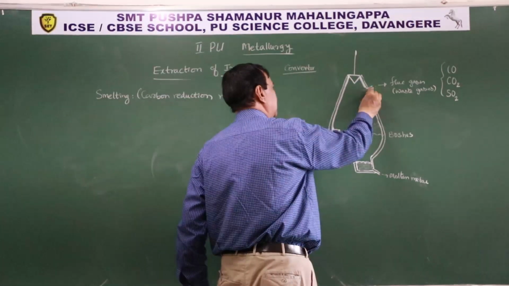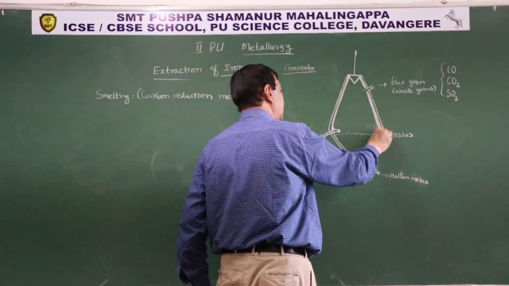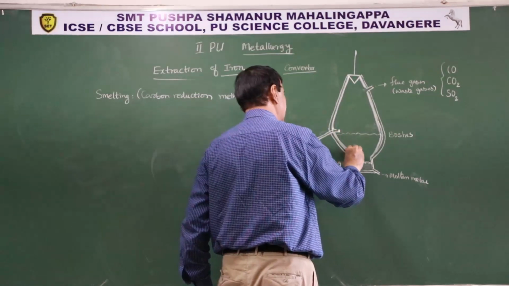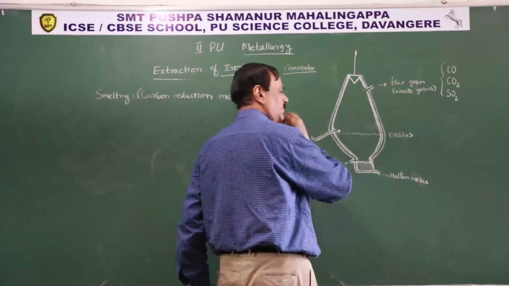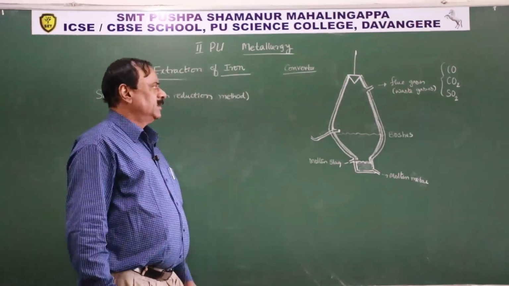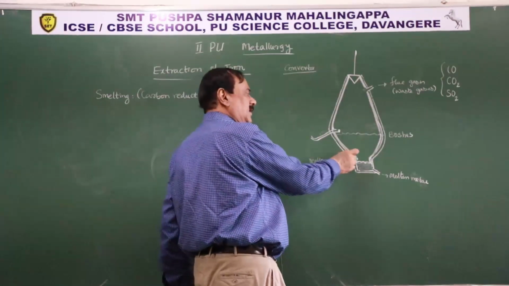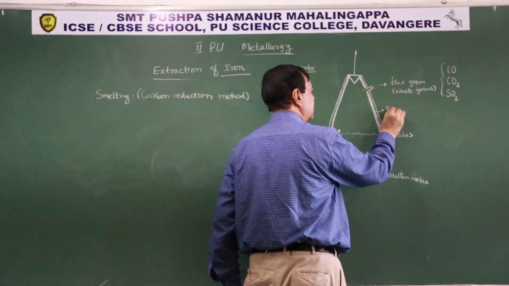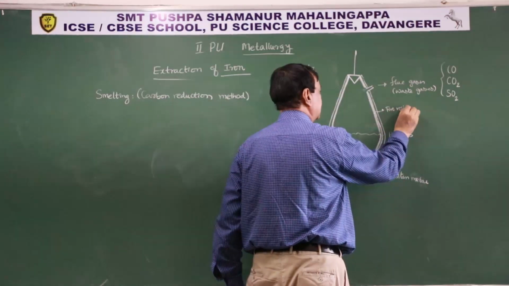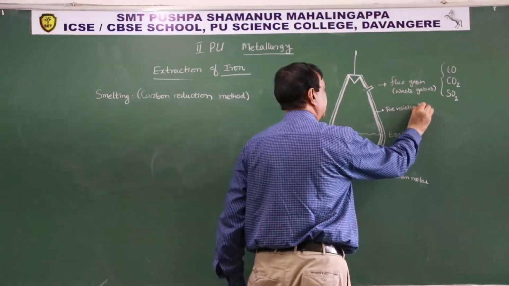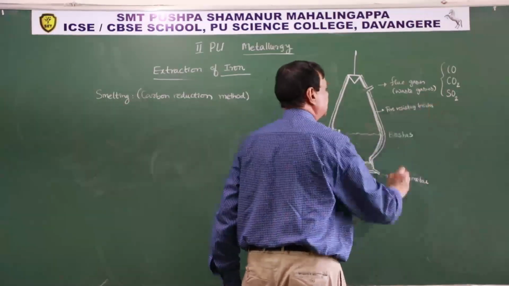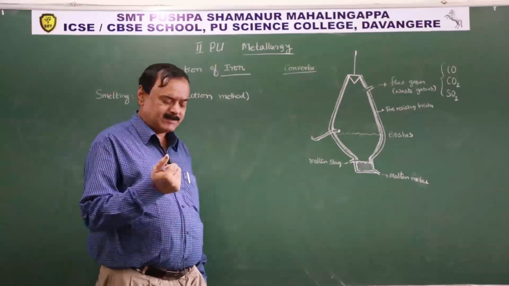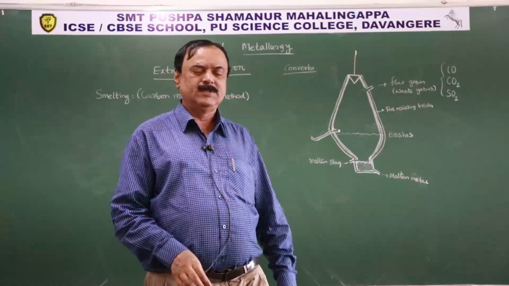Because the temperature inside the furnace is very high, if it is made up of steel, then it will undergo chemical interactions at high temperature. Inside the furnace, it is layered with fire resisting bricks. What do you mean by fire resisting bricks? Which have the ability to withstand high temperature, the ability to retain the high temperature.